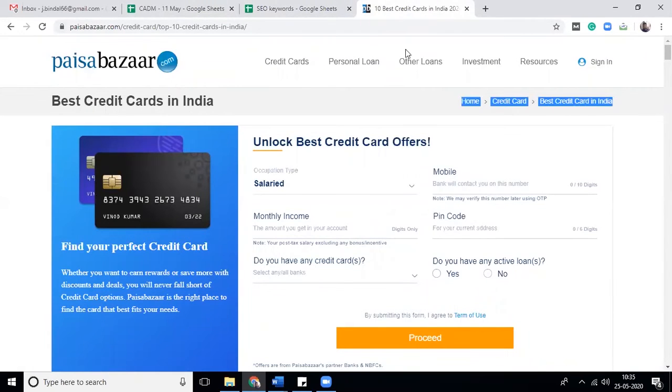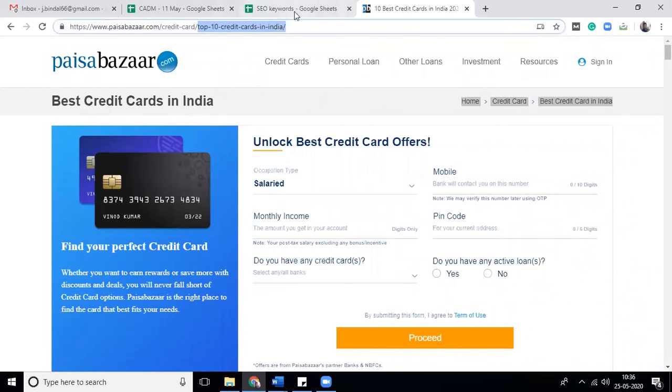And for naming the page, like here the page name was 10 best credit cards of India, should you also include keywords in this? Top 10 credit cards in India, the page name. Should we add keywords in the page name also? Yes, you have to add, otherwise how will the page become relevant? No, I'm talking not about the title but the page name, which is the website dot com slash credit card slash top 10 credit cards in India.